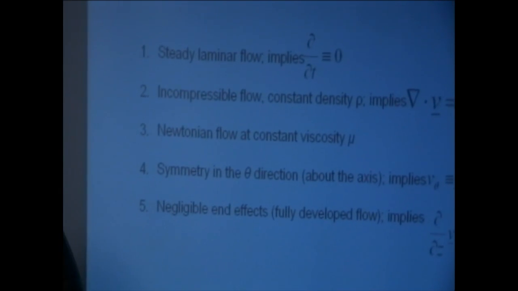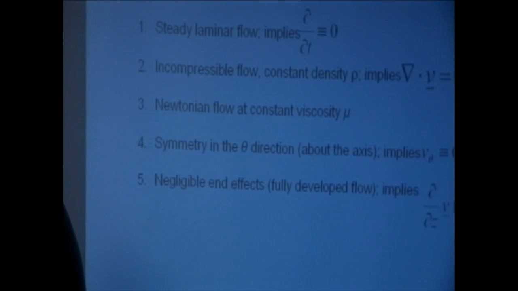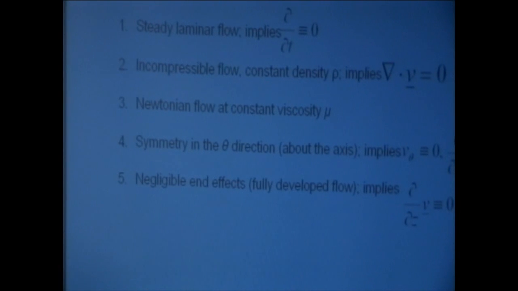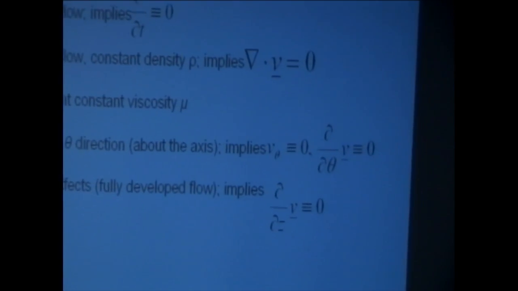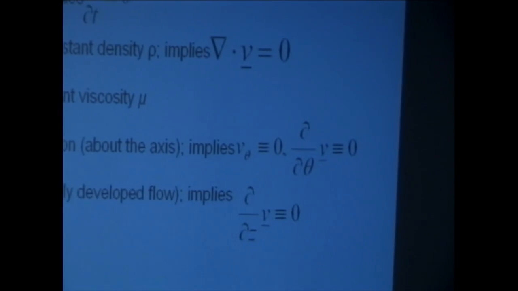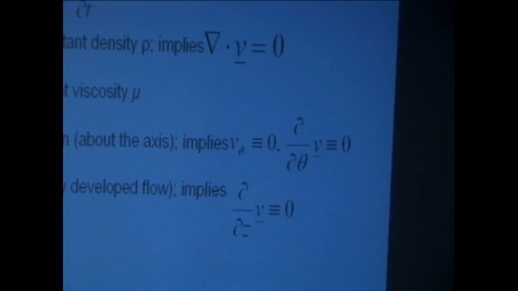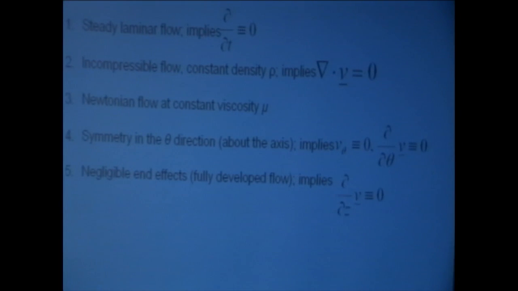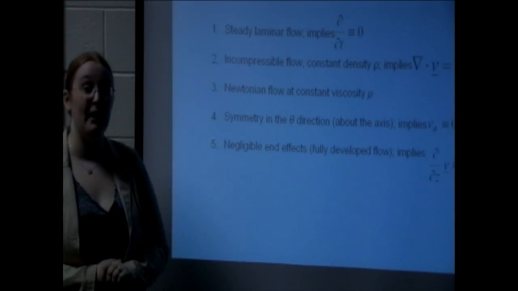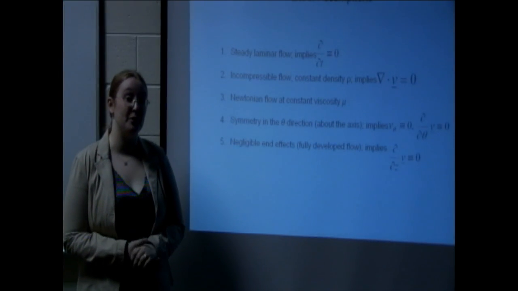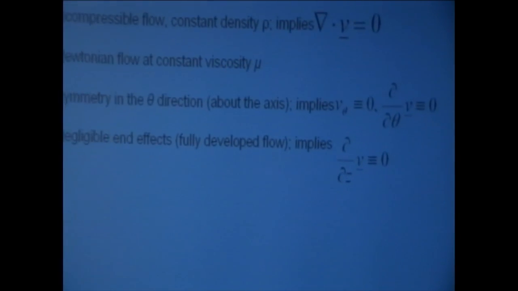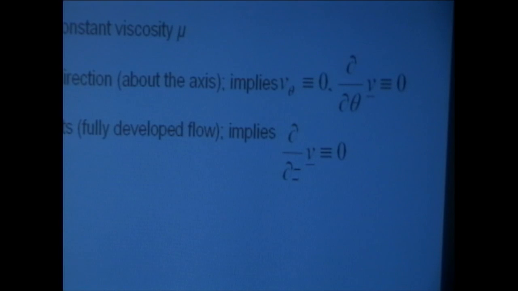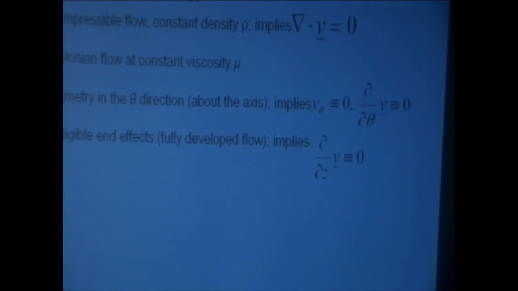Our fourth assumption is that in the theta direction, that's the direction around the cylinder, we have symmetry about the axis. This implies that our velocity in the theta direction, right here, will be 0, and that any derivatives of velocity in the theta direction will also be 0. Our last assumption is that we have fully developed flow, also known as negligible end effects. This implies that any change in z can be neglected in velocity because we're not dealing with entrance or end effects.